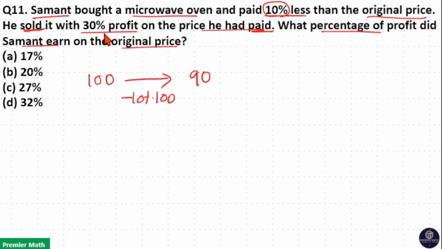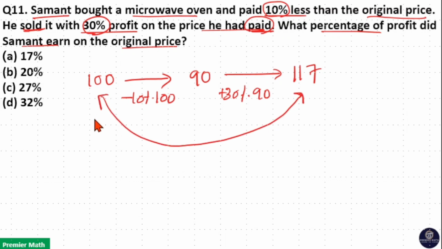Again, he sold it with 30% profit on the price he had paid. He paid 90 rupees, so he sold it with 30% profit on this 90 rupees. Here, 100% of 90 is 90. 10% is 9. Then 30% is 9 into 3, 27. That means he sold the same item for 90 plus 27, that is 117 rupees. That means total profit on the original price is 17%. Because if original price is 100, he sold it for 117 rupees. Total 17 rupees more. So 17%. Option A is your answer.